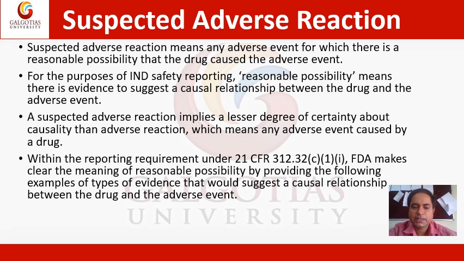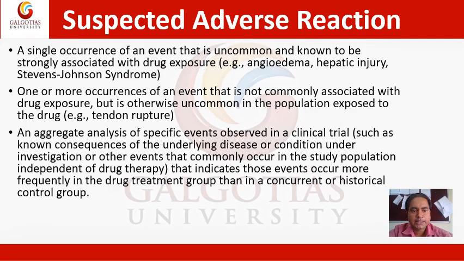which means any adverse event caused by a drug. So within the reporting requirement under 21 CFR, FDA makes clear the meaning of reasonable possibility by providing the following examples of types of events that would suggest a causal relationship between the drug and the adverse event. A single occurrence of an event that is uncommon and known to be strongly associated with the drug exposure. For example, angioedema, hepatic injury, as well as Stevens-Johnson syndrome.